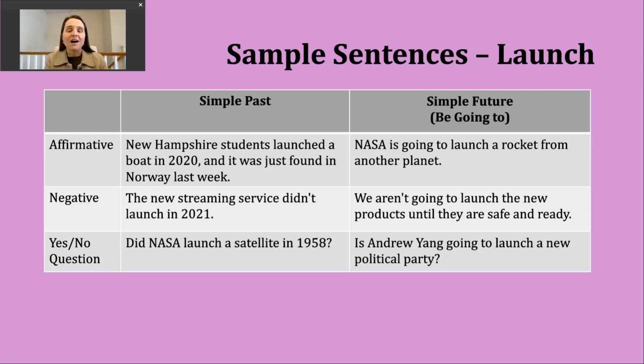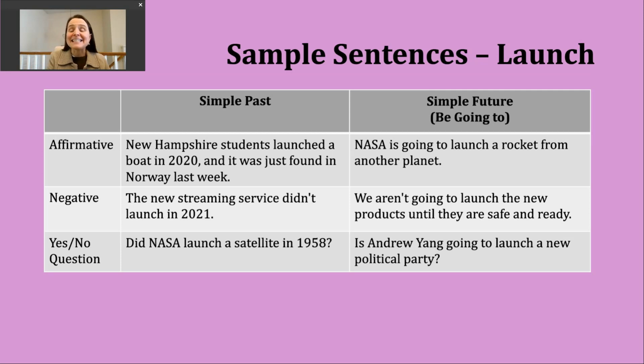An example of a simple future sentence here. NASA is going to launch a rocket from another planet. Right? So here we're talking about a future plan. This is one reason we would use be going to.